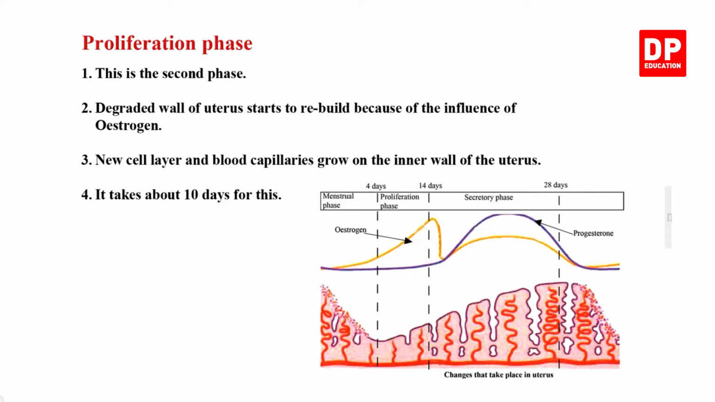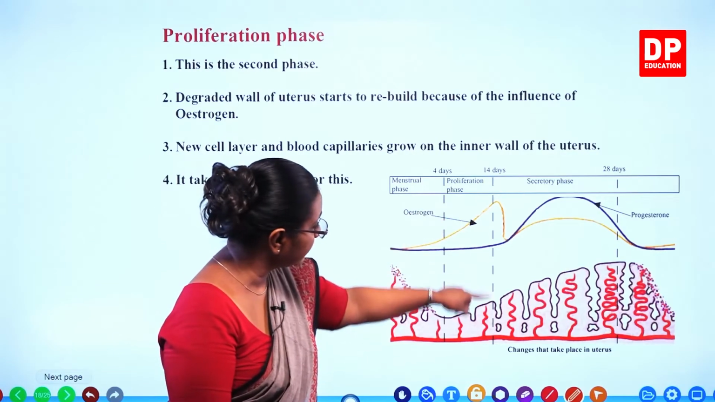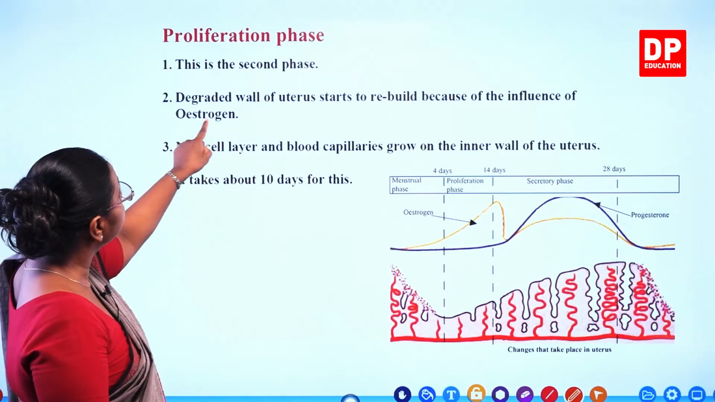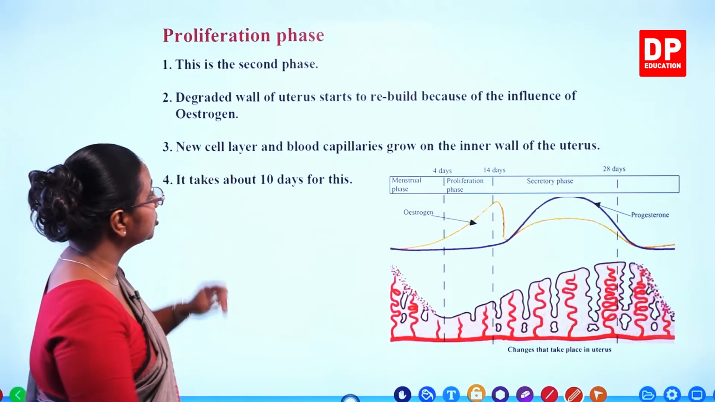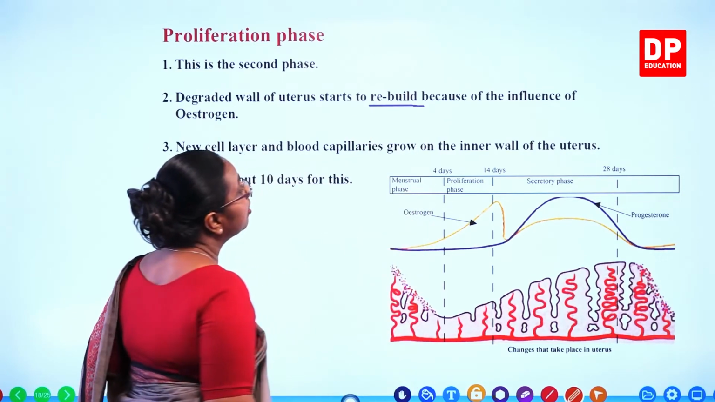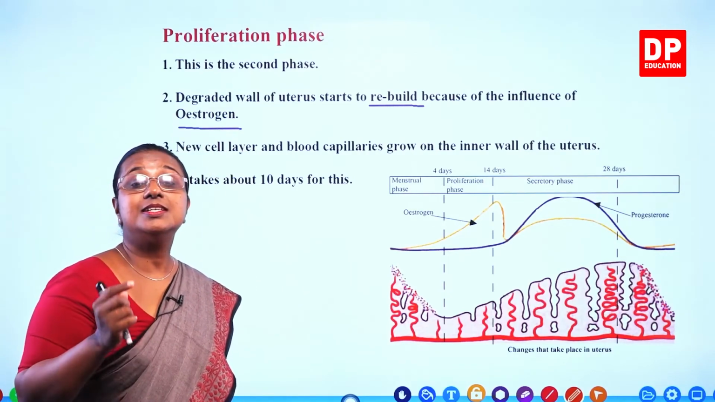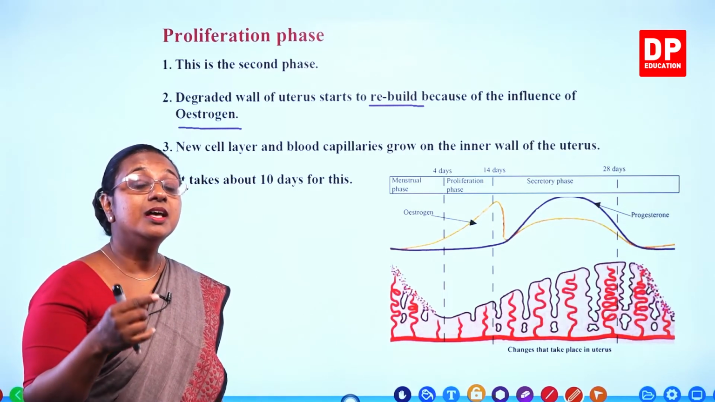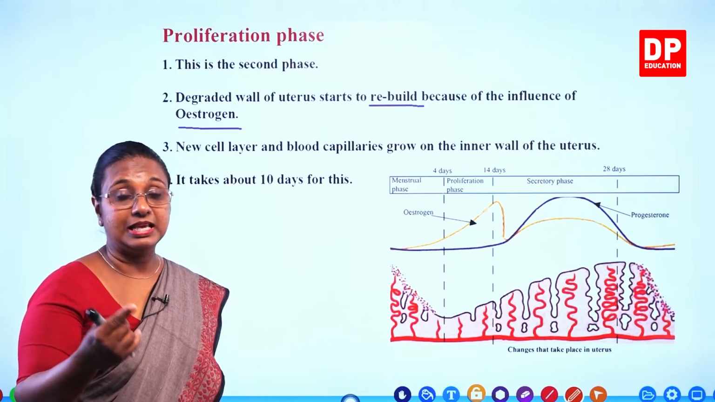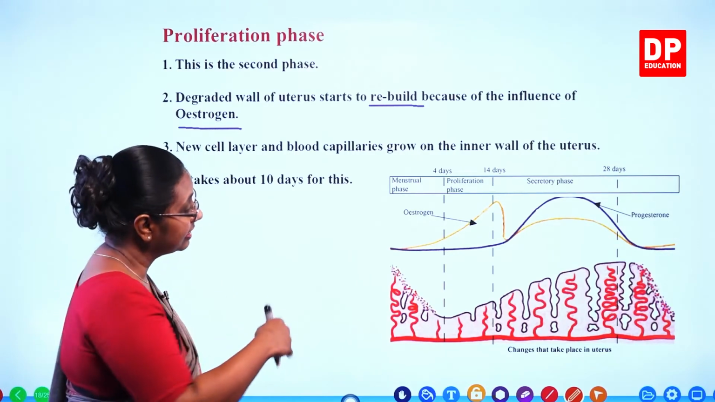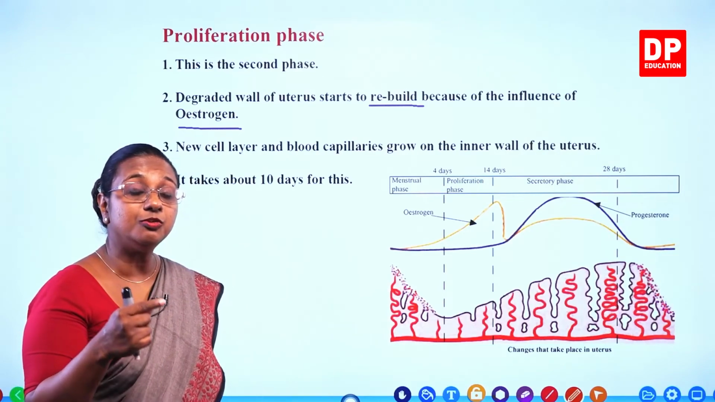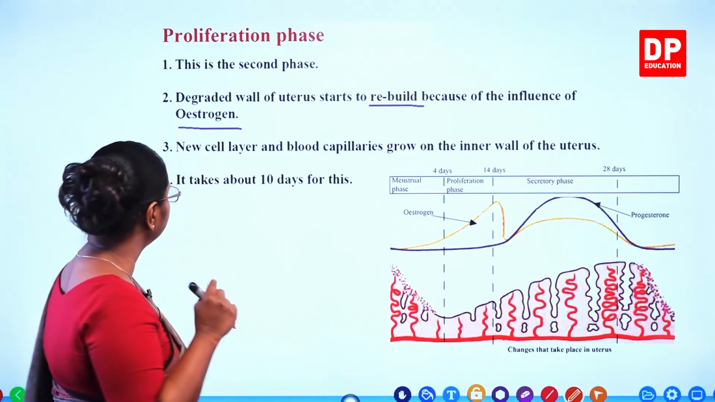This is the second phase. So here you can see the second phase. The degraded wall of the uterus starts to rebuild because of the influence of estrogen. So now the estrogen level is increasing, so the degraded wall is rebuilding. Again the next cycle is taking place. So it's preparing to facilitate the growth of the fetus.